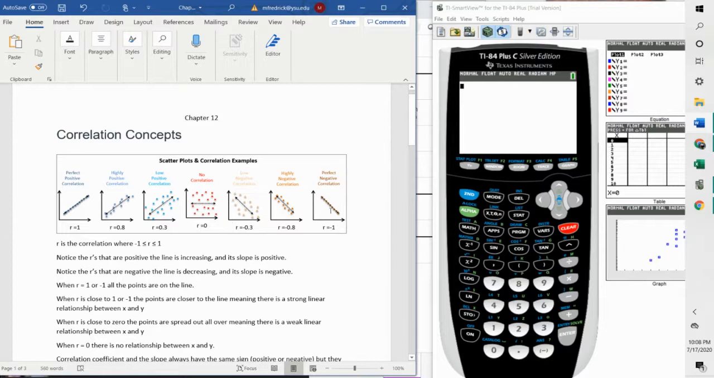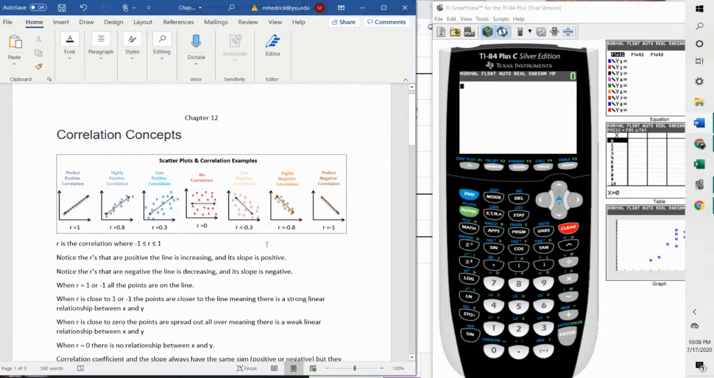Notice the negative R's, they're similar. Negative 0.3 is the same as 0.3 here, except that it's decreasing. Negative 0.8 is still a strong relationship, except it's decreasing, just like your slope. And the last one, they are all on the line, so it's a very strong relationship. So between 1 and negative 1, the closer it is to 1 or negative 1, the stronger the relationship. The closer to 0, the weaker the relationship.